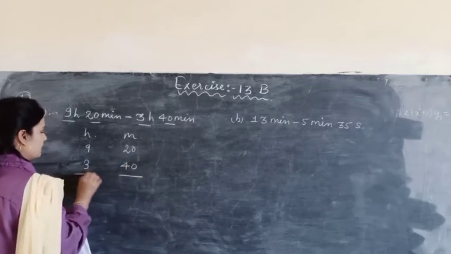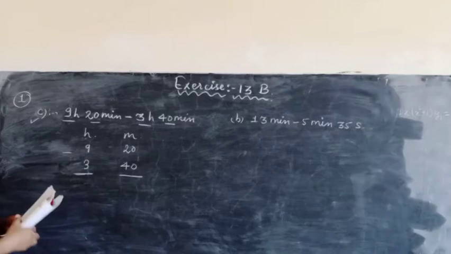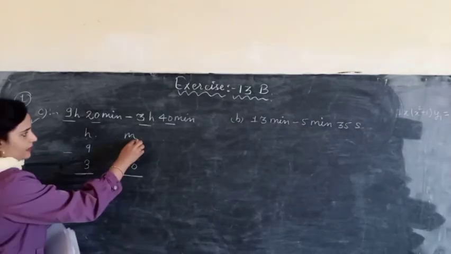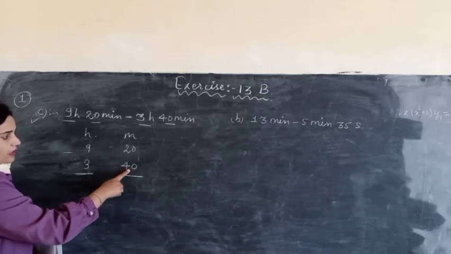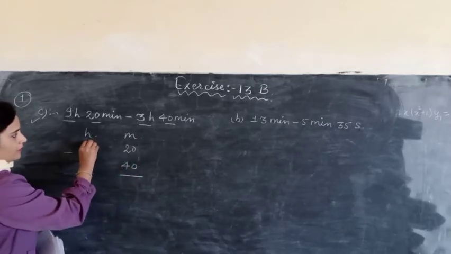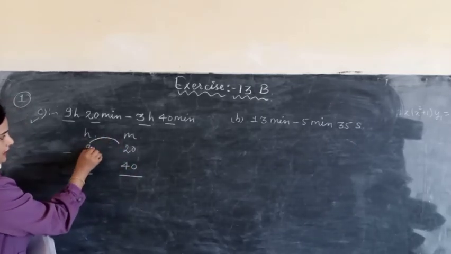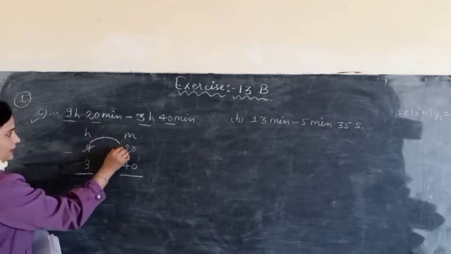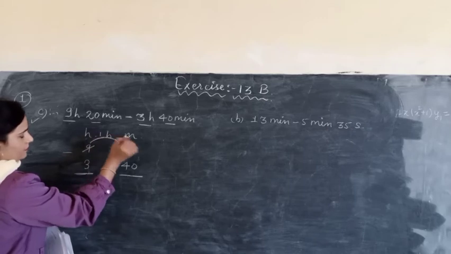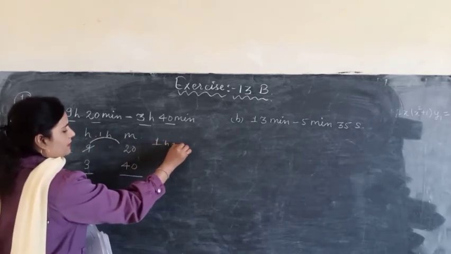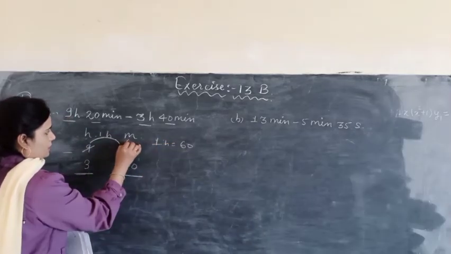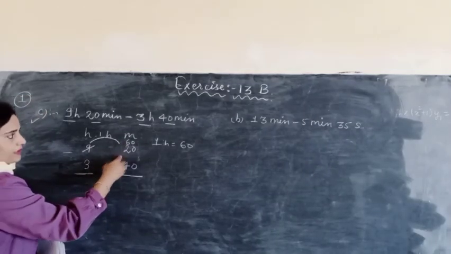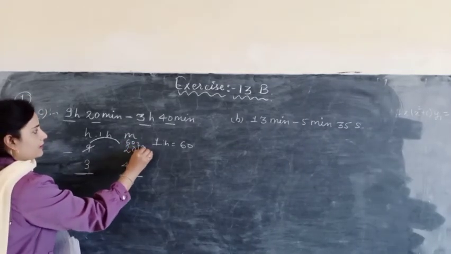Okay, then we will subtract from the hours and from the minutes. So here you can see the minutes, here is 20 minutes and here is 40 minutes. Okay, so we will regroup the 9. So there is our 9 hours. So we will take the 1 hour here. So in 1 hour, how many minutes? 60 minutes. So the 1 hour is shifted here. So here is 60 plus 20 means 80 minutes.